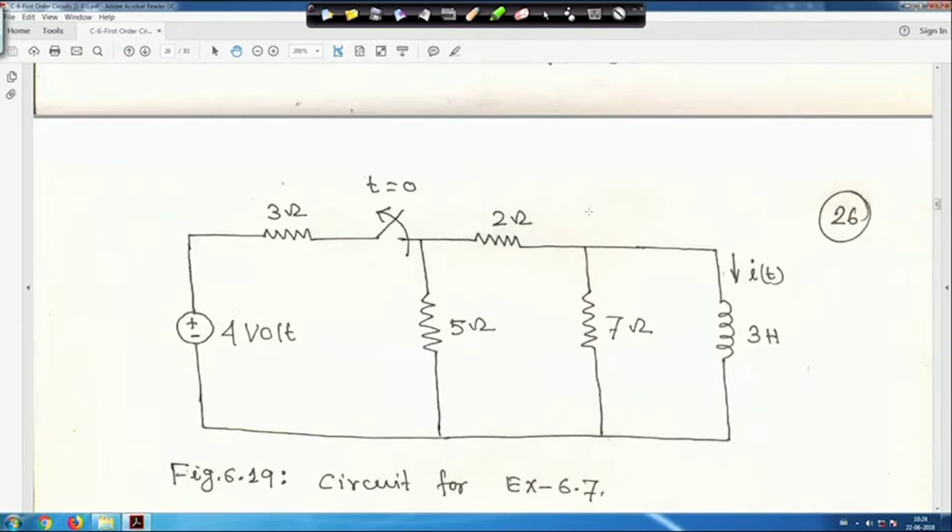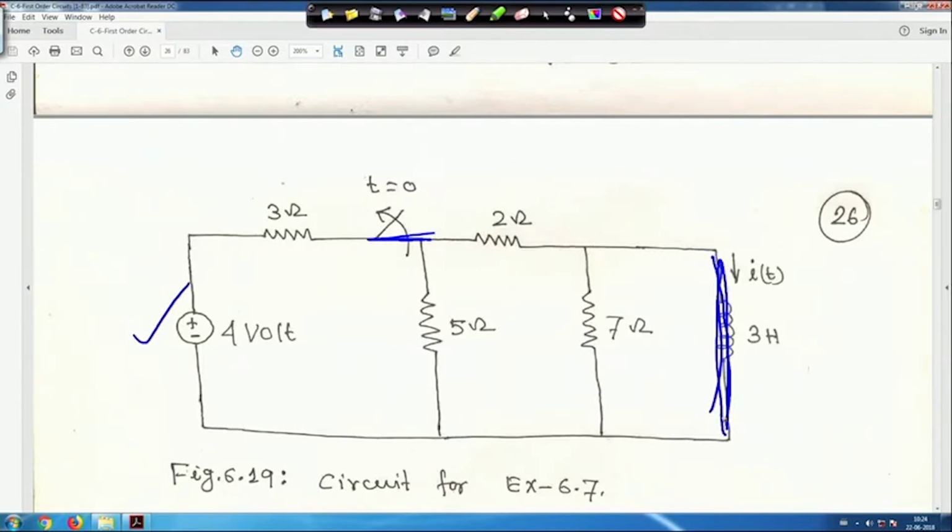If this switch is closed for a long time, that means this switch was closed, and in that case what will happen? If the switch is closed for a long time, then this inductor will behave as a short circuit to DC, because it is a DC source.